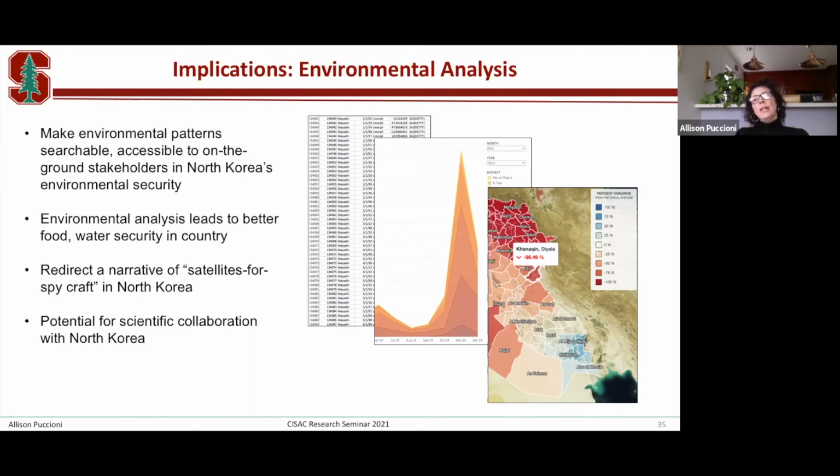And altogether, these macro analyses of patterns of life could tell us a lot more about the overall health and welfare of a society, not just its nuclear and military capability.